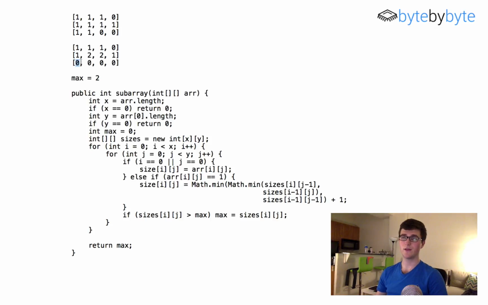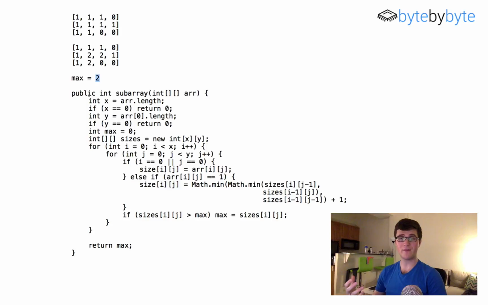And then we come down to here, we get that this is actually on the left-hand side, so j is equal to 0. So we set that equal to this value. Then this one, the min value of these 3 is equal to 1, so we set this to 2. This is equal to 0, so we skip it, and this is equal to 0, so we skip it. And so now we get that max value is equal to 2, and we return that. And so yeah, that's all there is to this problem.